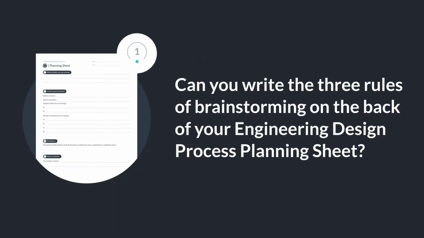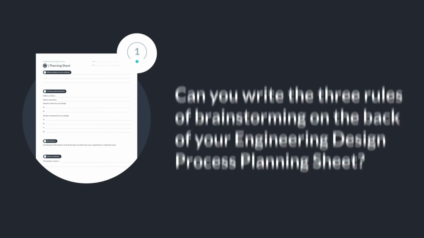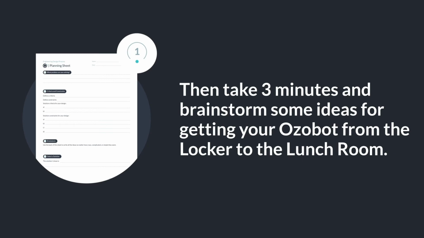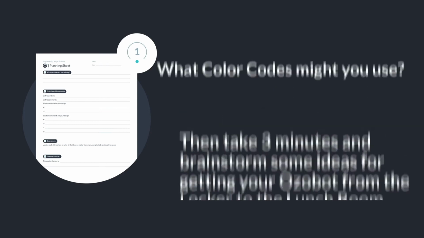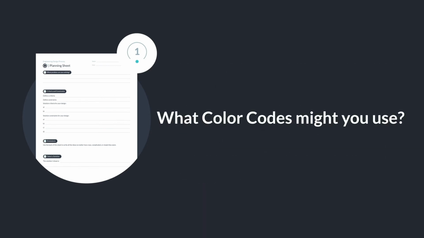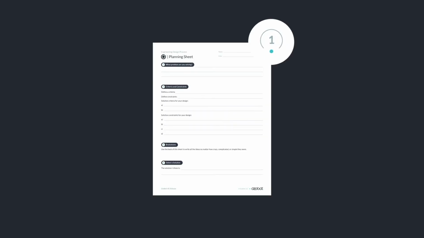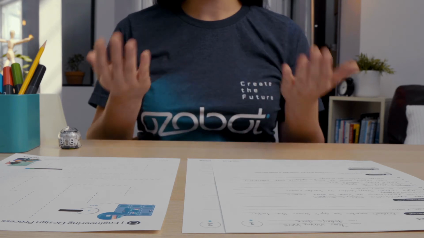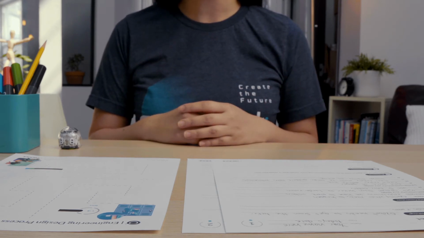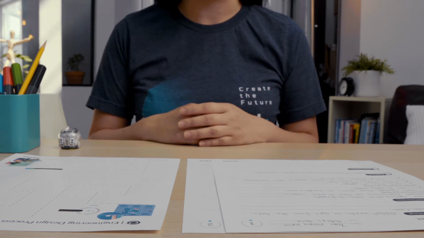Can you write the 3 rules of brainstorming on the back of your engineering design process planning sheet? Then take 3 minutes and brainstorm some ideas for getting your Ozobot from the locker to the lunchroom. What color codes might you use? Wow, you have a fantastic list of ideas written down.